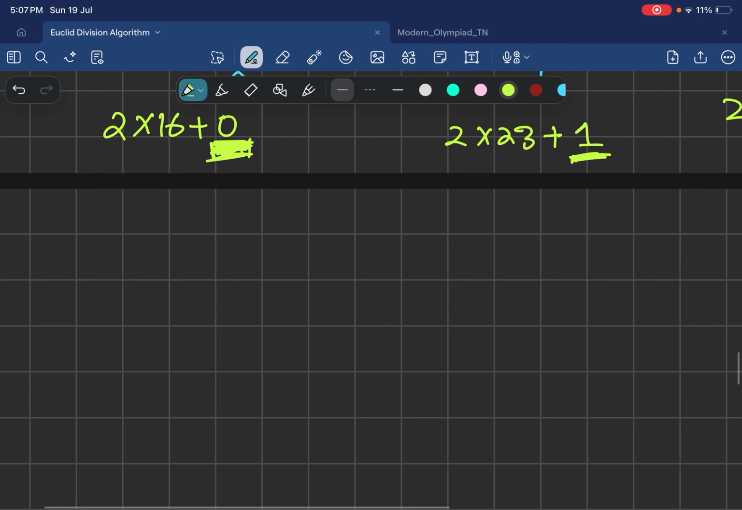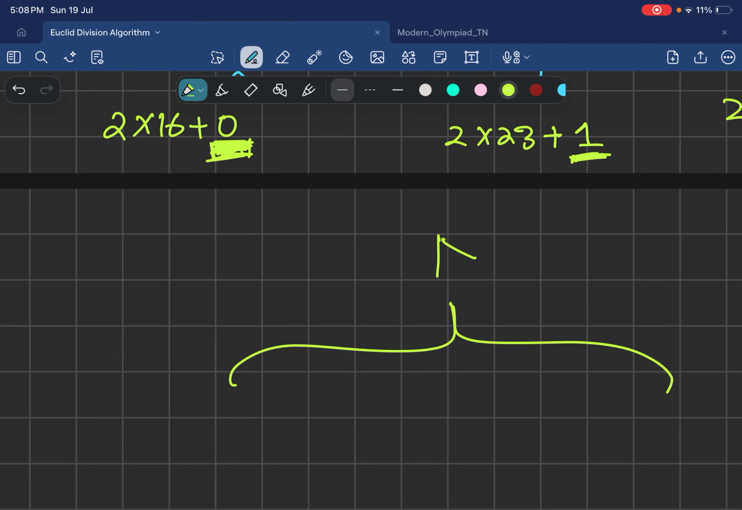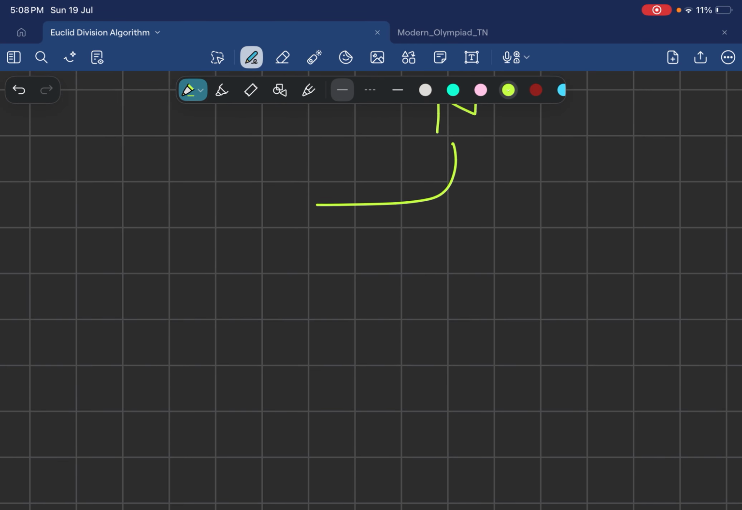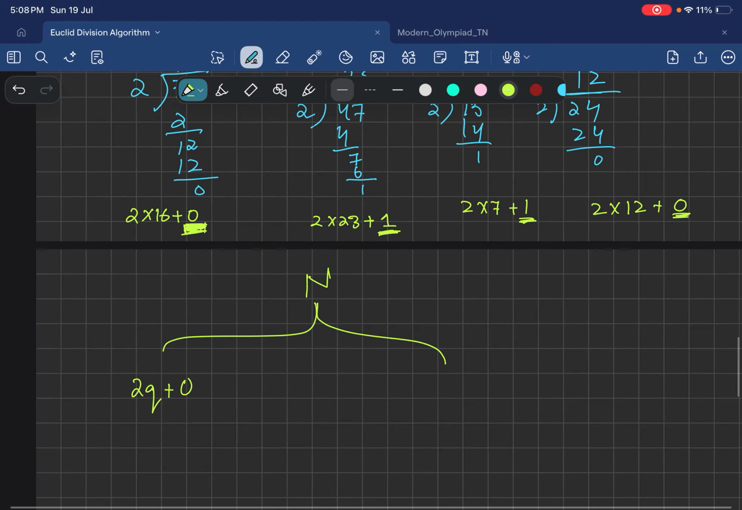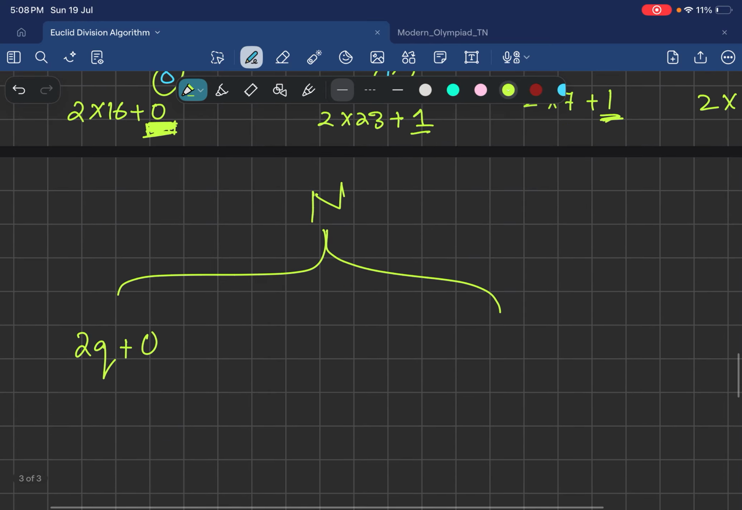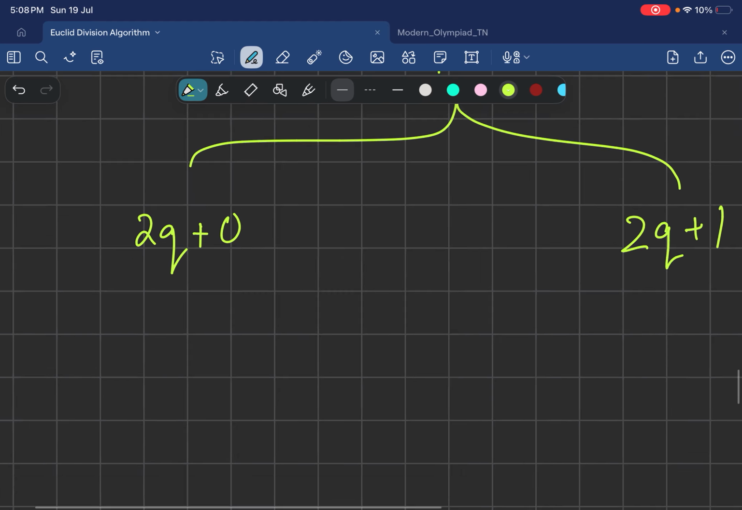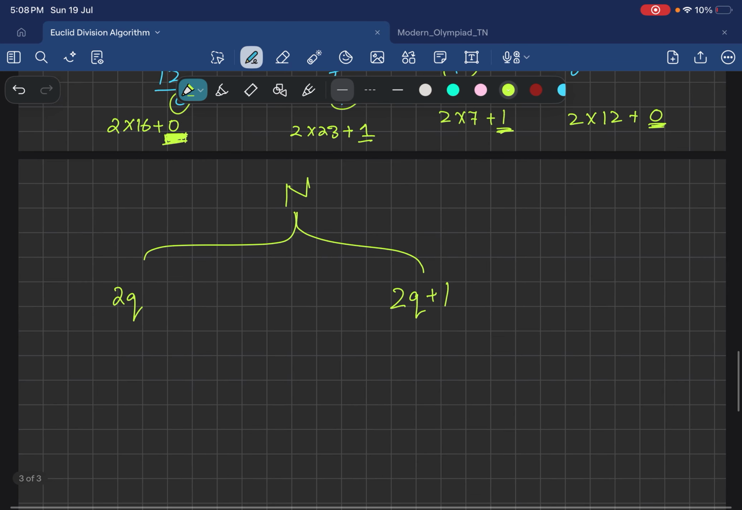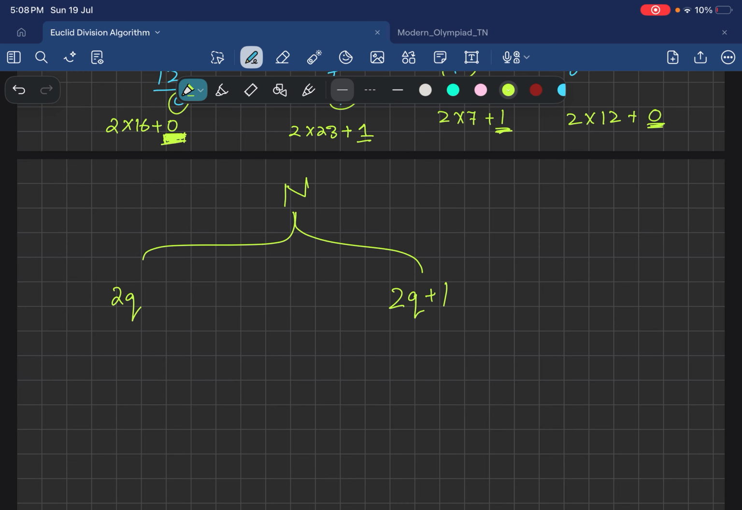So I can deduce from here that the whole set of natural numbers from 1 to infinity, I can divide them into 2 cases, such as 2q plus 0. Either the remainder will be 0, or the remainder will be 1. You saw it. Either it is 0, or it is 1. So either it is going to be 2q plus 0, or it is going to be 2q plus 1.